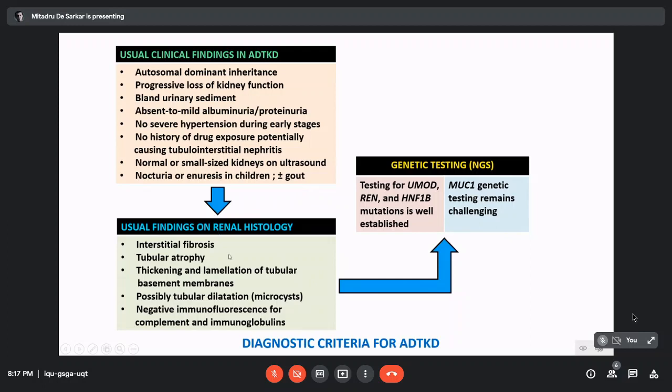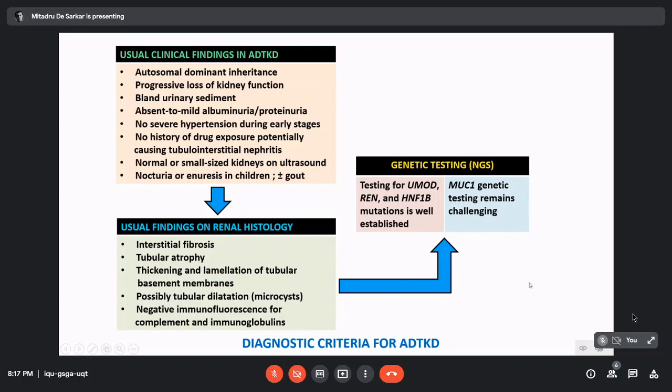The finding on histology is the usual one that I've said, tubulointerstitial inflammatory disease. You will, however, have to subject the biopsy to immunofluorescence for complement and immunoglobulins because you would like to exclude some of those autoimmune disorders as well along the way. And finally, genetic testing is available.